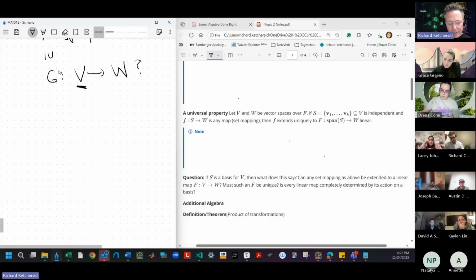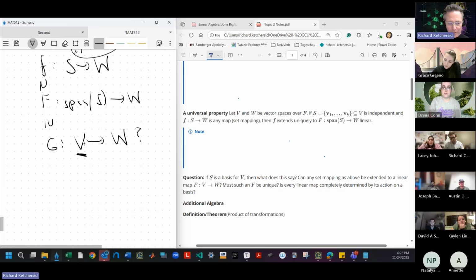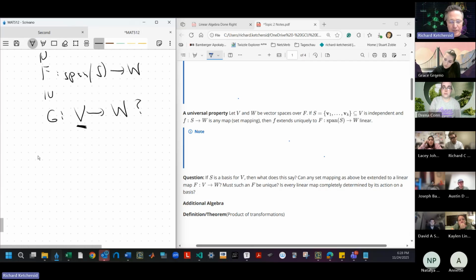But can I do this further extension? And what do I need to do? This is like a construction, like some of your homework problems. So I've got v1 through vk. This is my basis for the span of S, so I'm using it to define the span of S. This is a finite dimensional vector space. So what can I do to extend it the rest of the way out?